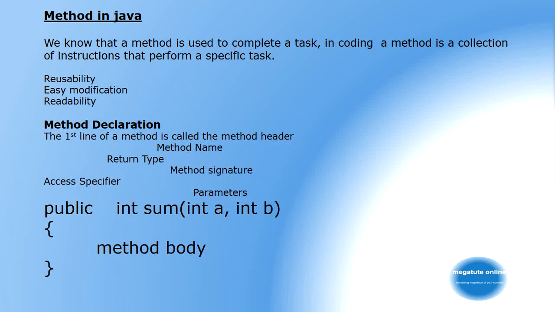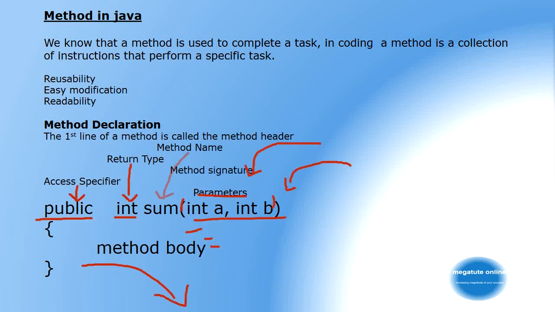So the last thing is the method signature. Now, what is the method signature? The thing from here till here is called the method signature. The return type, the name, and the parameter together are called the method signature.